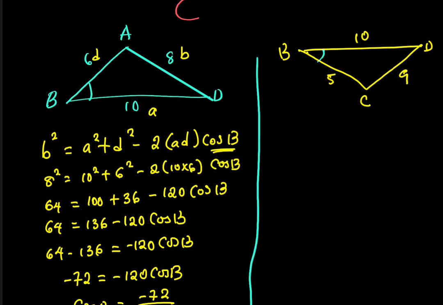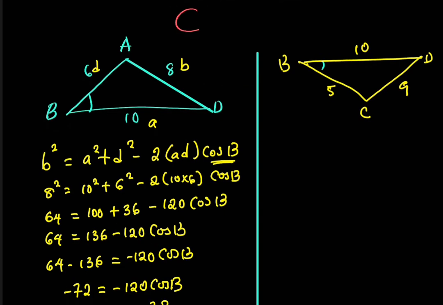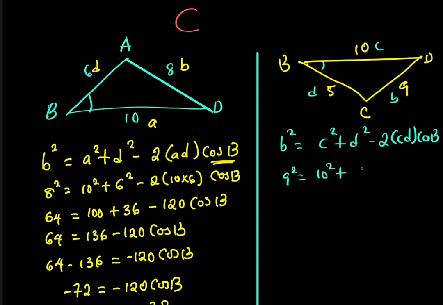Here is D, here is C, and here is B. So b squared equals c squared plus d squared minus 2cd cos B. The same thing is going to play out here. So 9 squared equals 10 squared plus 5 squared minus 2 times 10 times 5 times cos b. Okay, good.